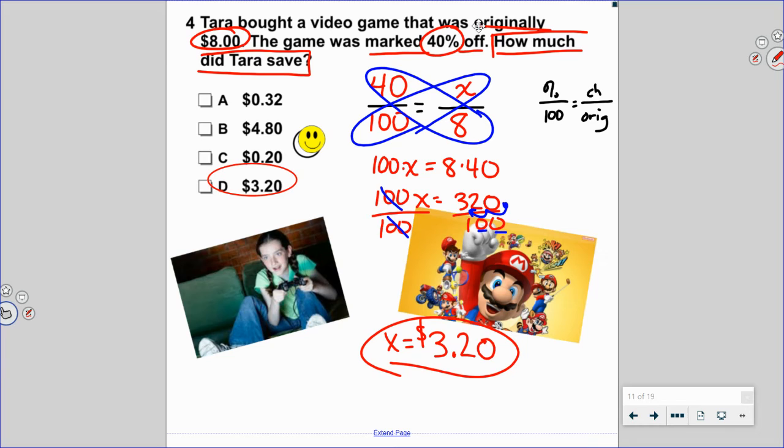Notice the similarities to the previous problem. Notice the differences. Both were using a relationship of a percent to 100 and a change to an original. In this problem, we were missing the change. In the previous problem, we were missing the percent. So it all depends. You see similarities, you see differences, and of course, one major similarity, you will use your cross products to go ahead and solve for whatever missing piece you have.